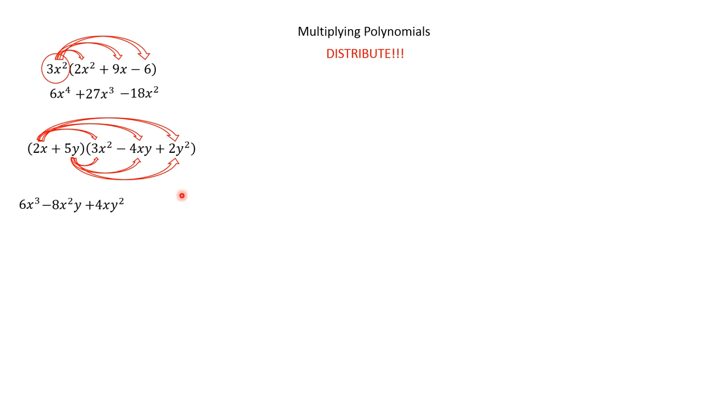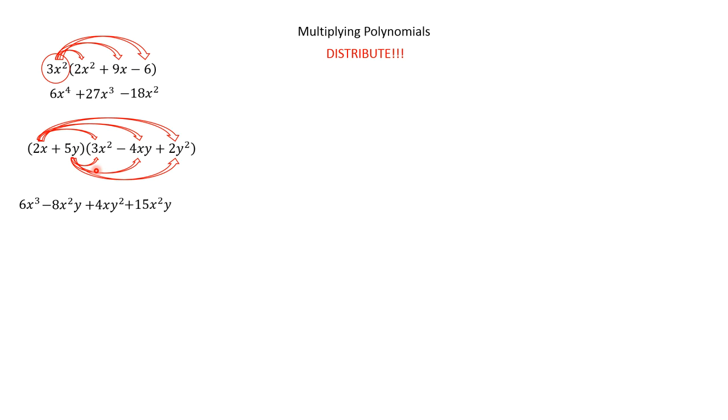This right here is why I never teach the FOIL method when we're dealing with quadratics, because as soon as you have 3 things over here, that FOIL method breaks down. So just distribute. That's all we do. 5y times 3x squared. 5 times 3 is 15. Y times x squared is x squared y.